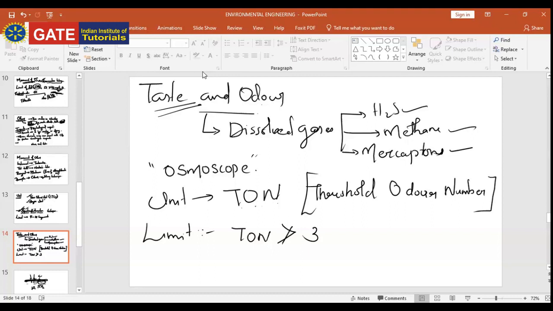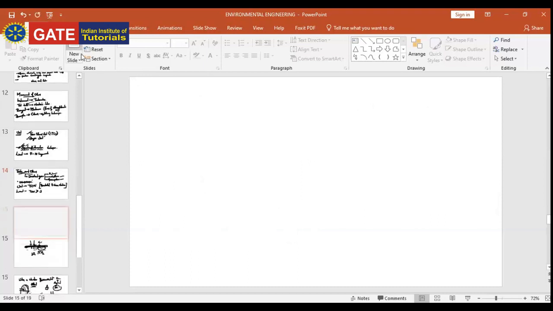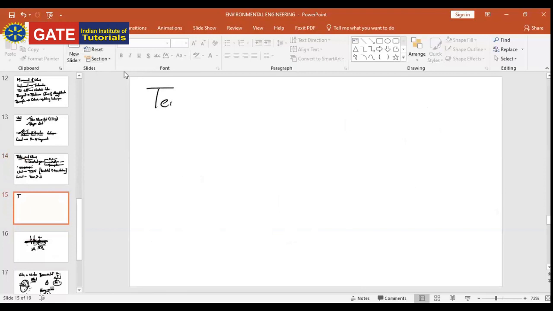And what is the limit? Threshold odor number value should not be greater than 3. Got it? Got the limit, right? Okay. Now we'll be moving on to the next parameter, that is called temperature.